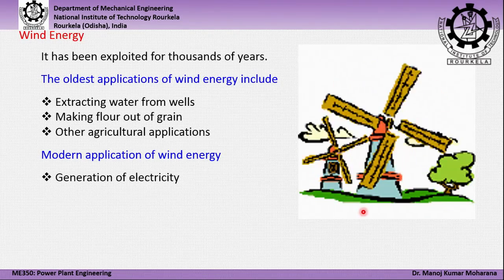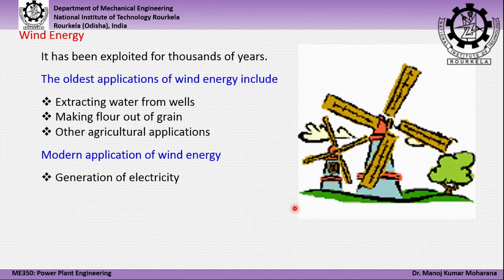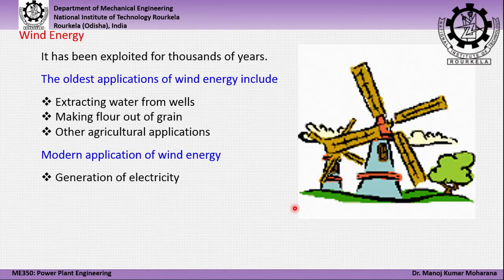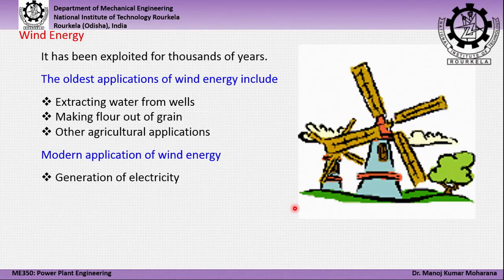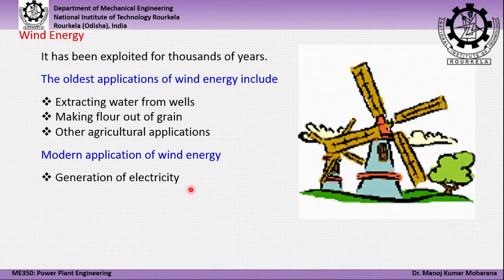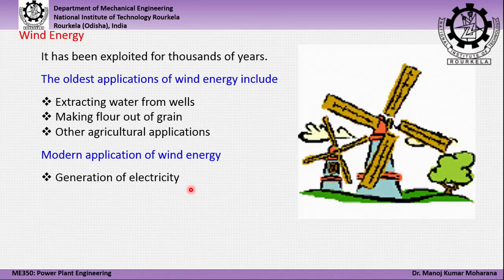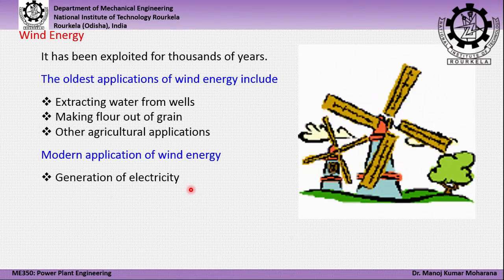Then we will go for wind energy. It has been exploited for thousands of years since the development of human beings on this planet Earth. The oldest applications of wind energy include extracting water from wells, making flour out of grains, and different other agricultural applications.